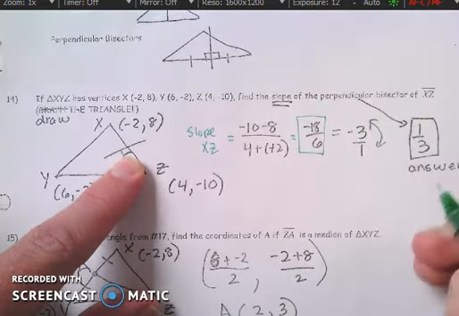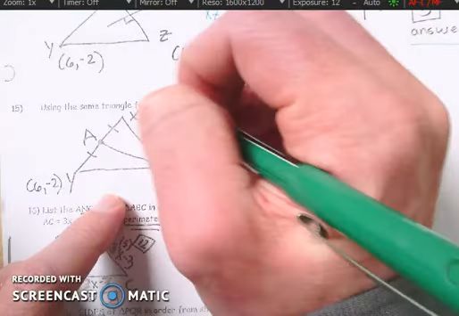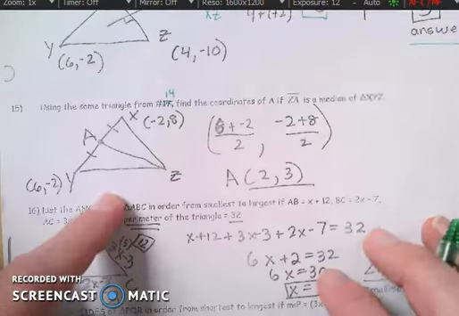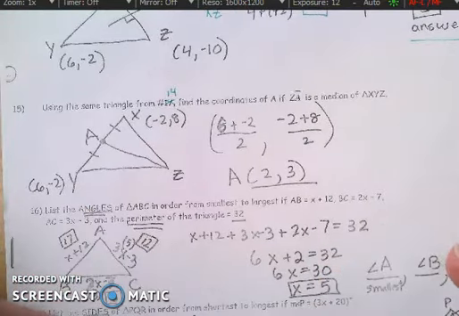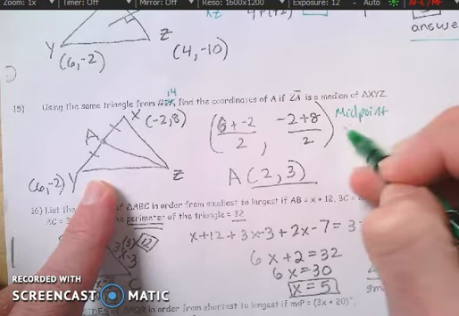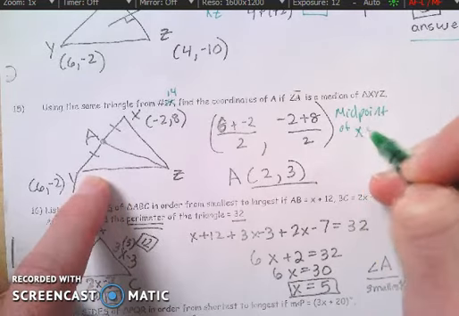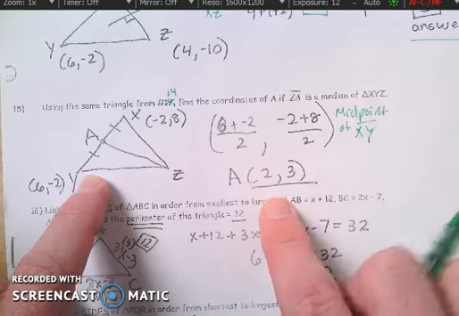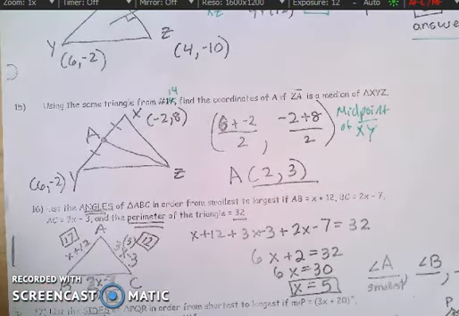Number 15 says using the same triangle, so from the one above, not 17, but it should say 14. Find the coordinates of A if ZA is a median. So ZA is a median, which means it is in the middle of XY. So we just find the midpoint of XY using the midpoint formula. That's all we had to do, and that finds me point A.